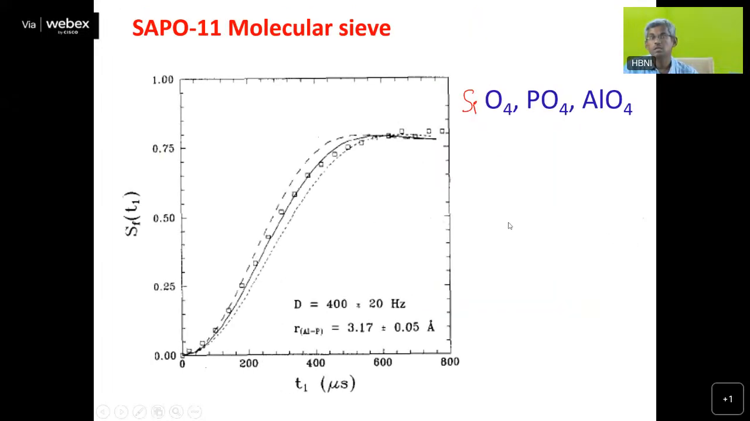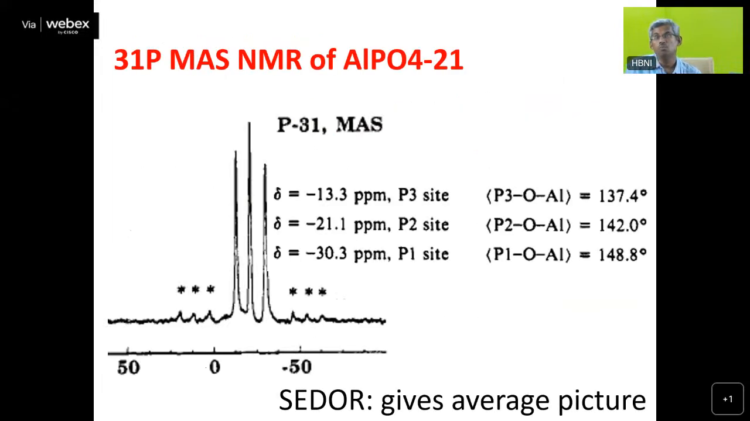Now we are discussing a compound called aluminium phosphate 21, AlPO4-21. You see here, the moment I record a P31 NMR, in the previous case I got only one signal, only one type of phosphorus. Whereas in this case, you see multiple signals, three signals. One is at chemical shift minus 13.3 ppm, another at minus 21.1 ppm, and another at minus 30.3 ppm.